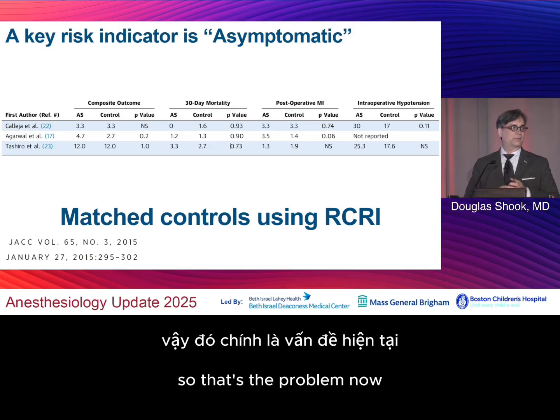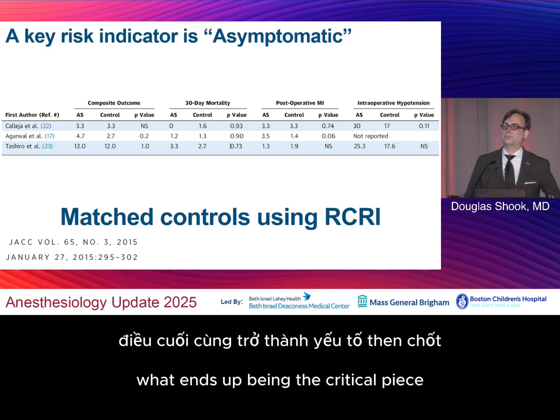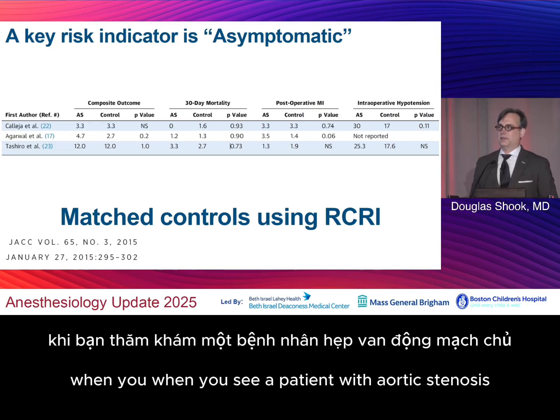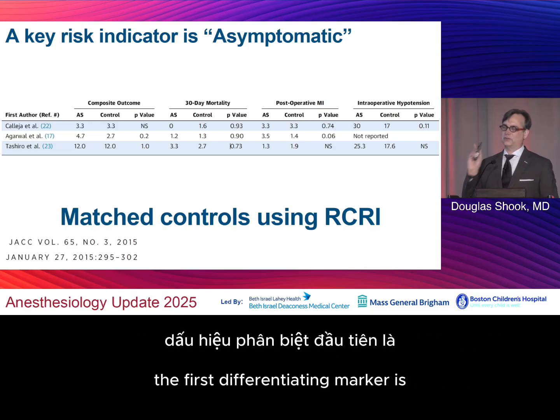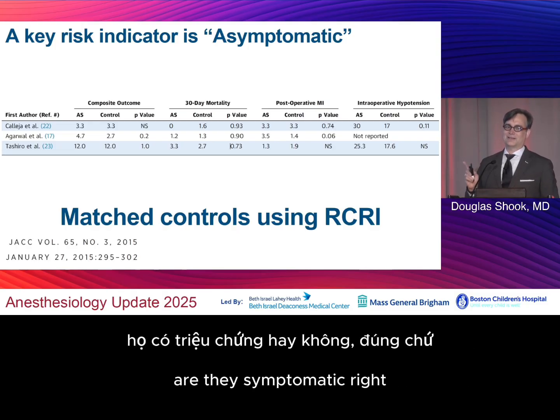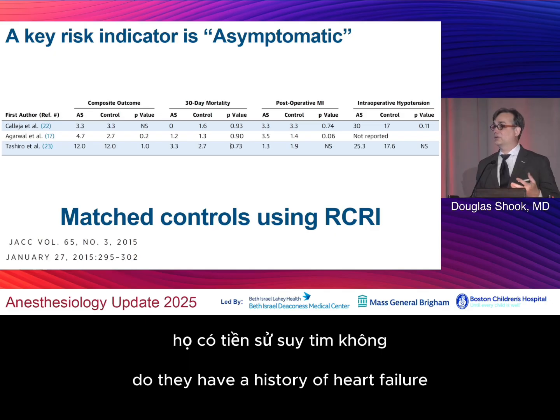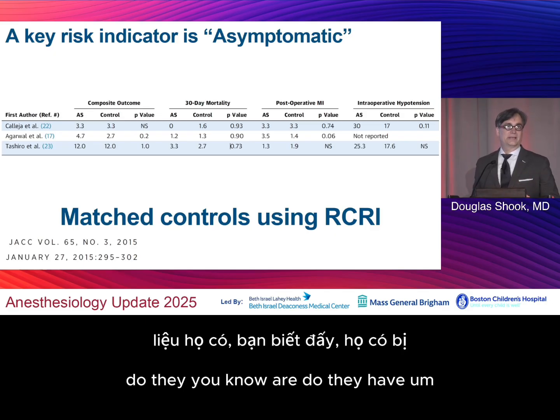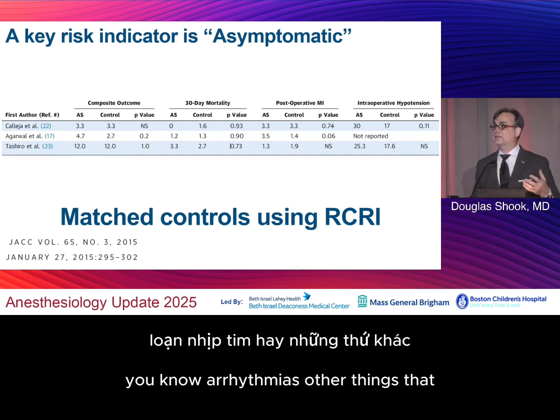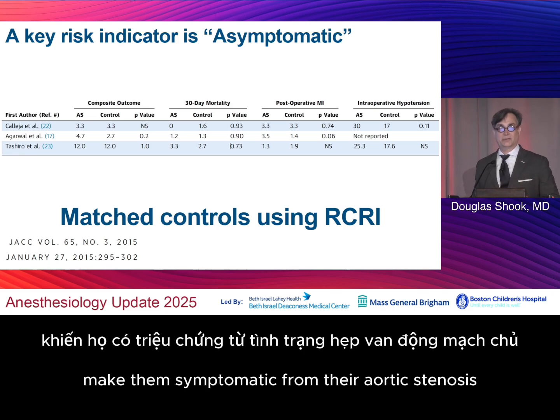So that's the problem. Now, what ends up being the critical piece when you see a patient with aortic stenosis, the first differentiating marker is, are they symptomatic, right? So do they have syncope? Do they have a history of heart failure? Do they have arrhythmias? Other things that make them symptomatic from the aortic stenosis.